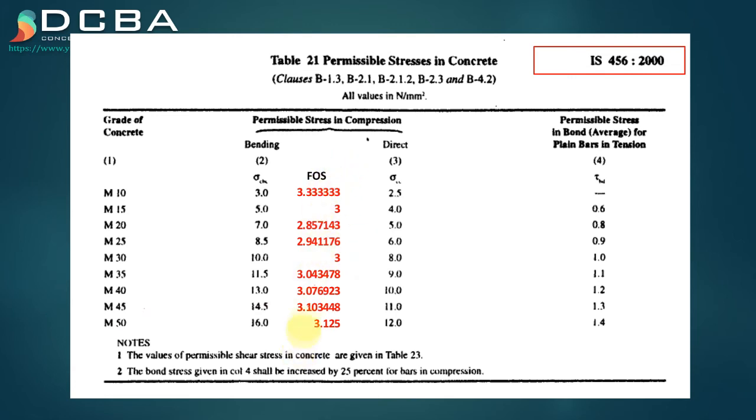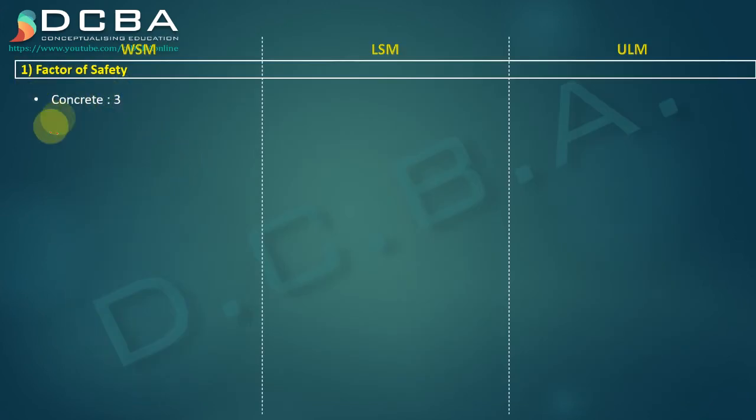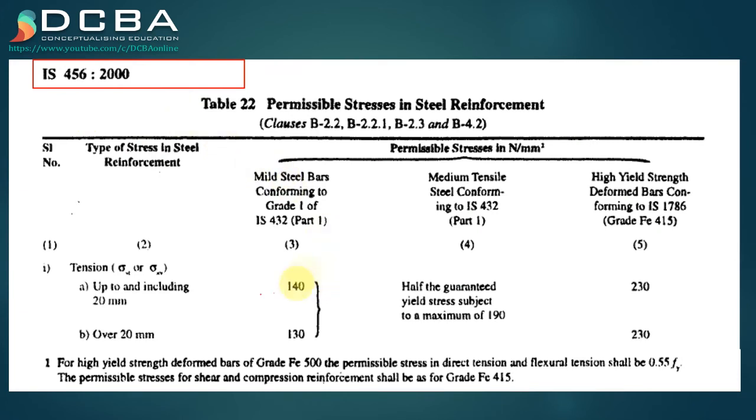Basically, you see that all of them are approximately equal to 3. So I can consider the average factor of safety to be 3 for concrete. For steel, here it is for mild steel.